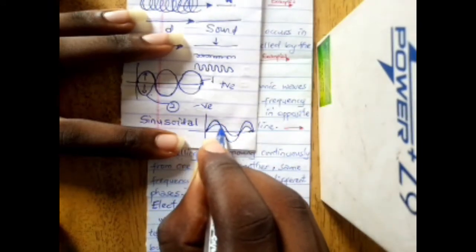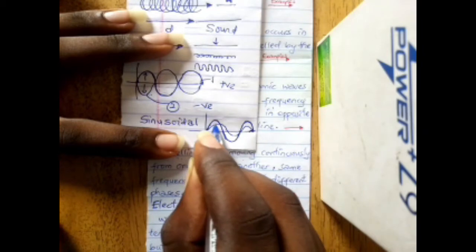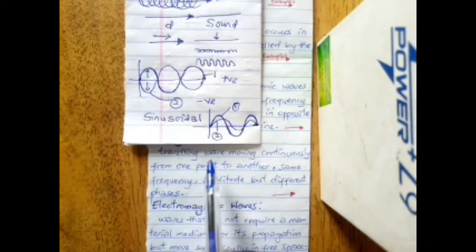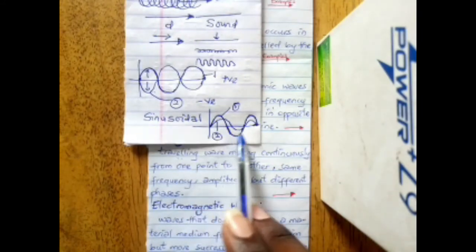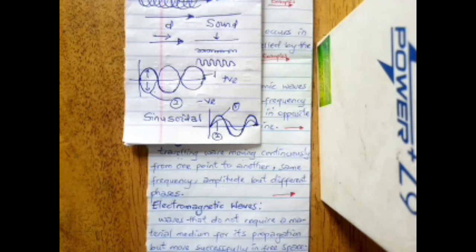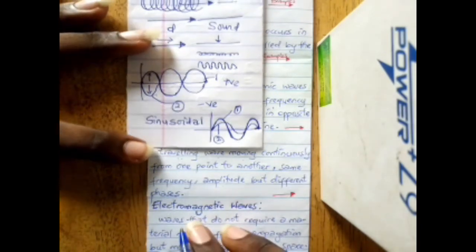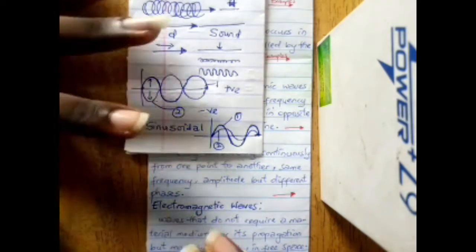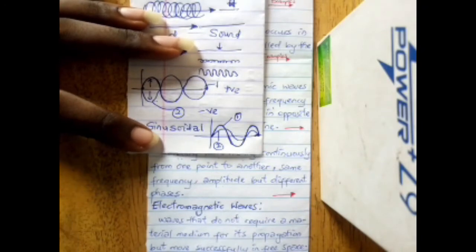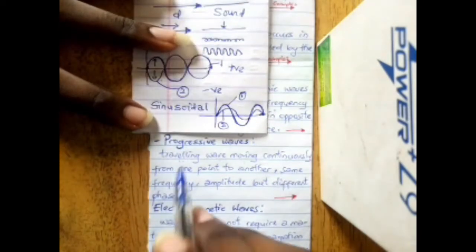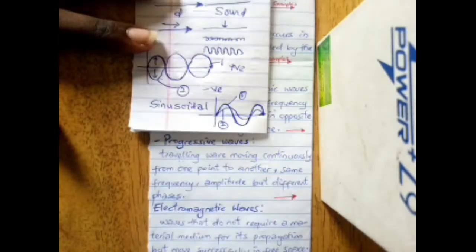This was the first wave which moved this way, and this was the second wave. This was wave 1, this is wave 2. Now the waves have the same frequency, the same amplitude, but different phases. A phase is the displacement of the vibrating particle at any instant compared to the amplitude. I'll be explaining those terms, but simply to explain quickly, a progressive wave is a wave starting from a point and continuously moving from one point to another, with the same frequency and amplitude, but different phases.